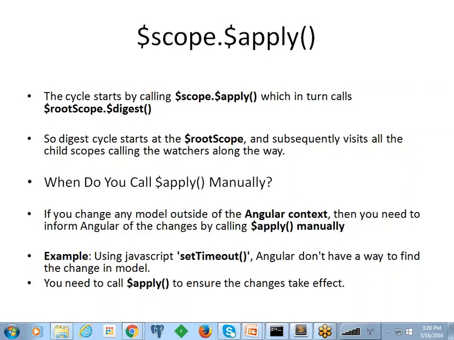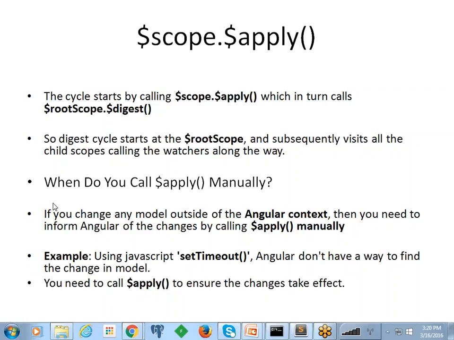Now coming to another point, $scope.$apply. What is $apply? When Angular tries to trigger that digest loop, it never calls $scope.$digest directly, because that can be attached to some particular scope. Every time the framework triggers the digest loop, it will be from the root scope only. So it calls this particular function $apply. It won't call $digest, it will call $apply, which in turn triggers the $rootScope.$digest.